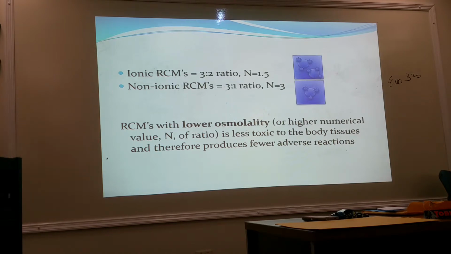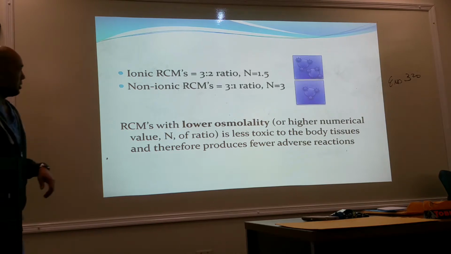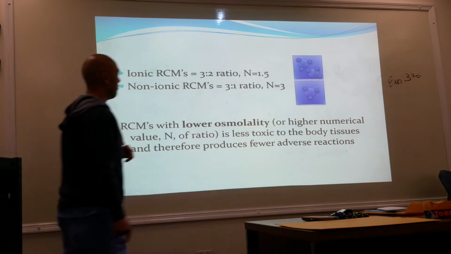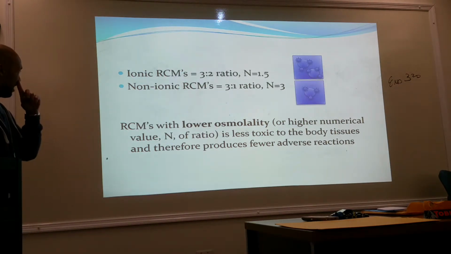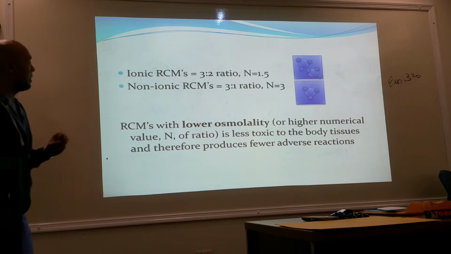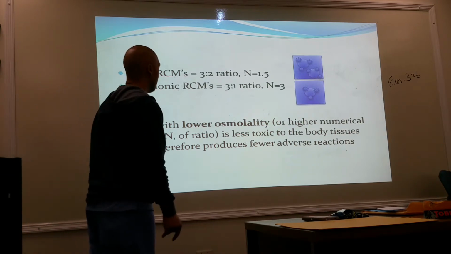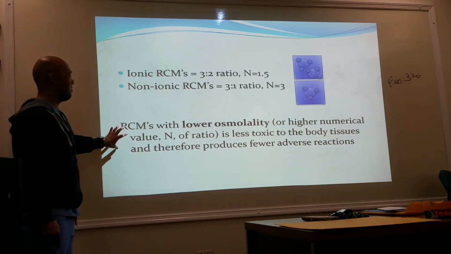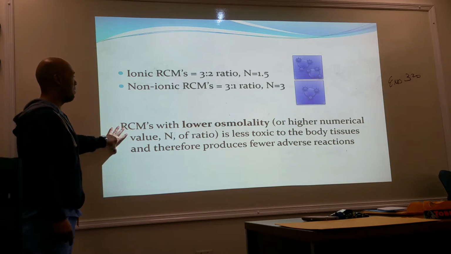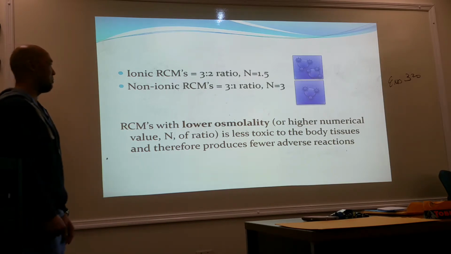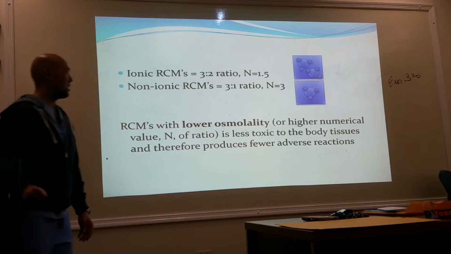And then I just put over here when you do the average of the two, 3:2 ratio, 2 and 3 gives you a number of 1.5, and non-ionic is 1 to 3 gives you 3. It's been determined that with a higher N number, based on the number of particles in solution, is going to be the one that's going to give you more problems. So higher, more problems, lower osmolality is what we prefer. Okay, a higher numerical value, less toxic.